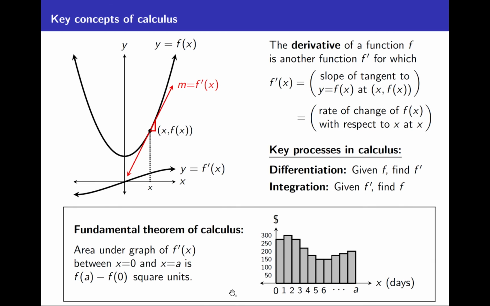In this thought experiment, I want you to imagine that you are engaged in some business enterprise where you're earning money, and every day, beginning with day 1, and then day 2, and day 3, all the way up to day A, you record your earnings in a bar chart as indicated here. So on day 1, you earned $275. On day 2, you earned $300. On day 3, you earned $275. So you record your earnings in a bar chart.